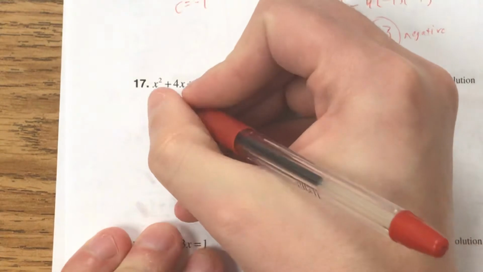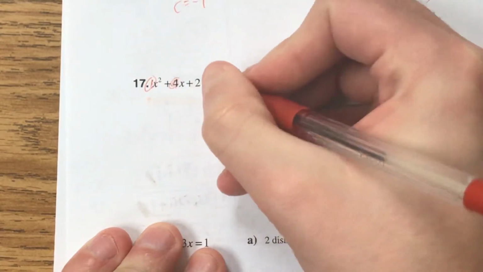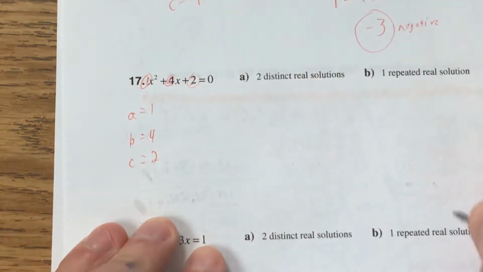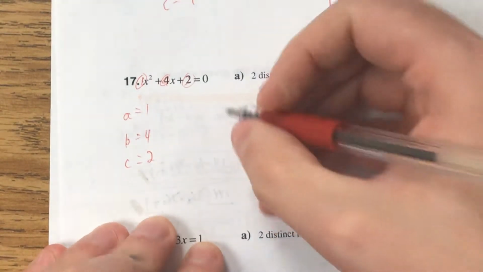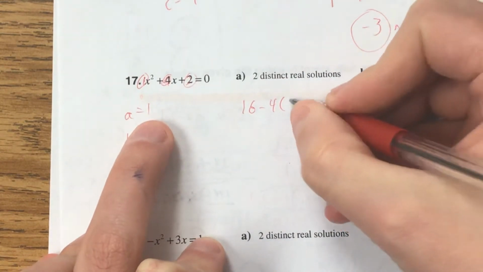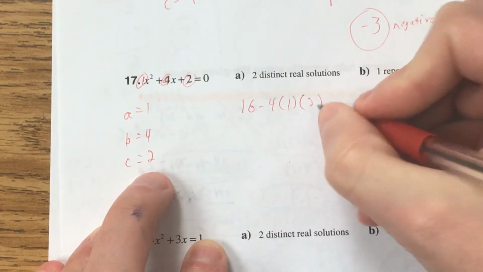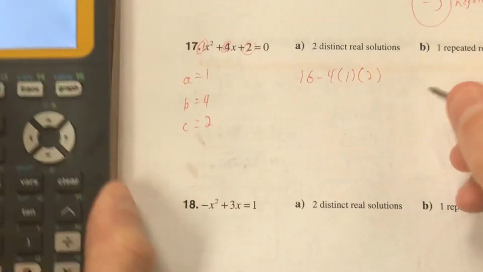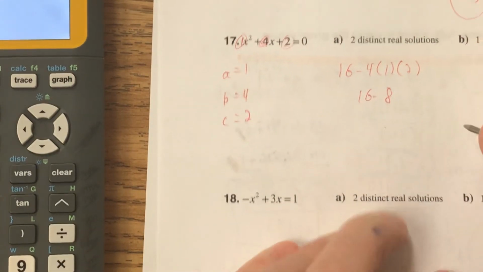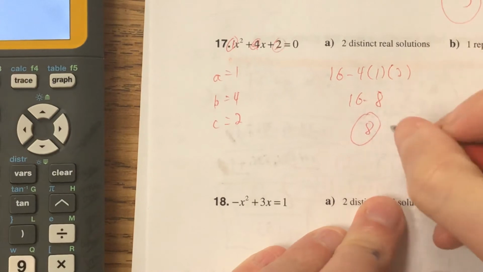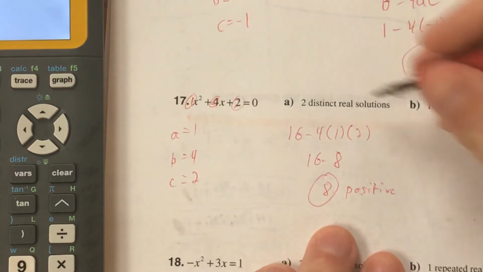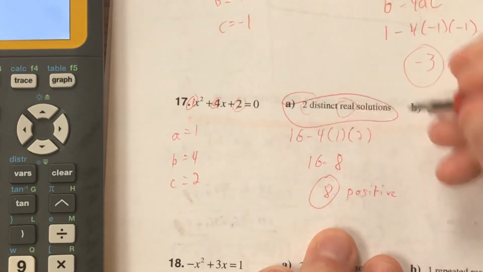The next one, this is a 1, this is a 4, this is a 2, so A equals 1, B equals 4, C equals 2. So B squared is 16 minus 4 times A times C, B squared minus 4AC. 4 times 1 times 2 is just 8. So 16 minus 8 is 8, which is positive. And because it's positive, there'll be two real answers. So the answer is A.